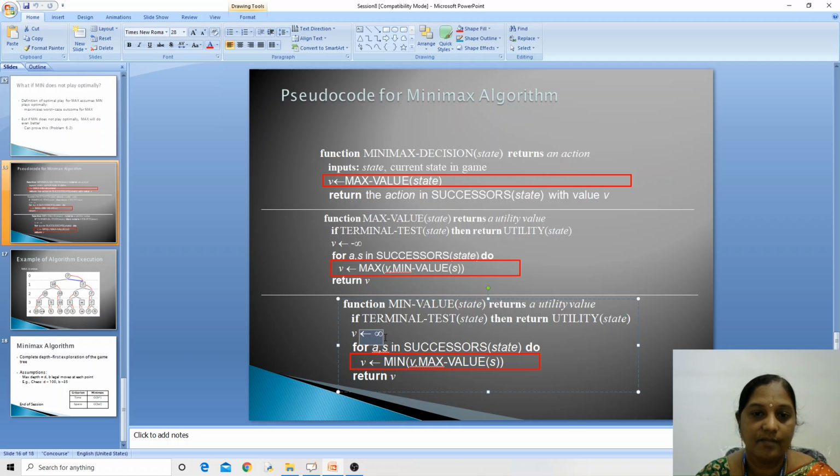Because what is the task of the max player here? The max player always tries to increase the winningness of the game. Suppose I am the max player. My task is, I am the first player in my game, and I am the max player. I am always trying to win the game, and min, you are the opponent. What is your task? Always you are trying to decrease my winningness, because if you decrease my winningness, then automatically you will win the game. So you need to remember that if you are finding the max value, V has to be assigned minus infinity. If you are finding the min value, you have to assign infinity, right?